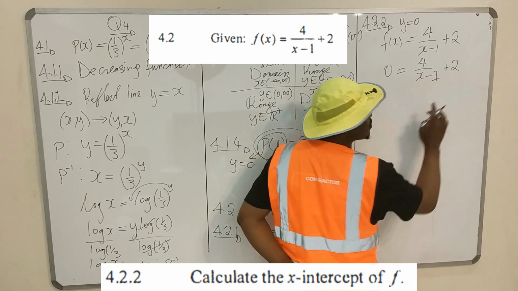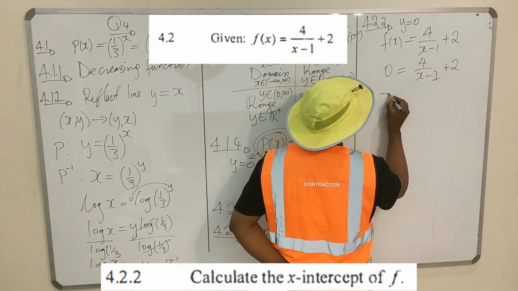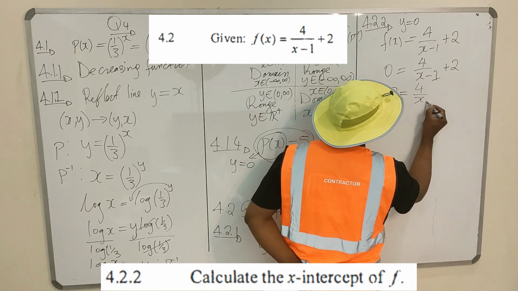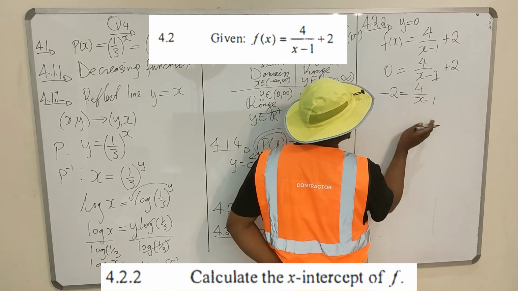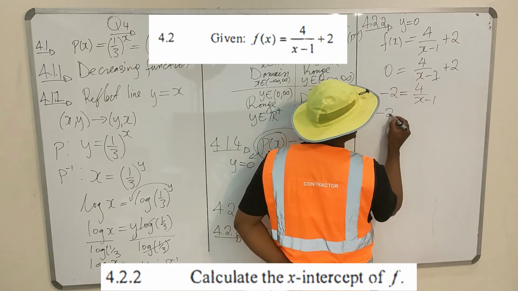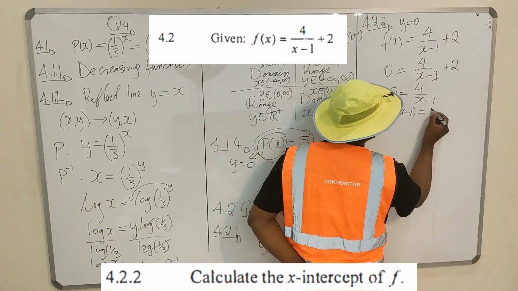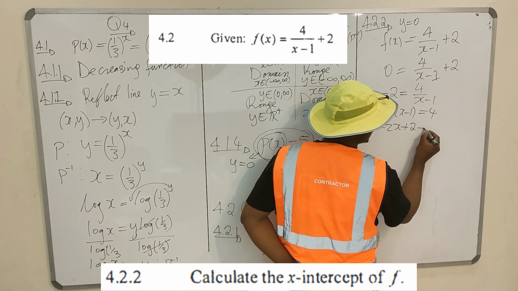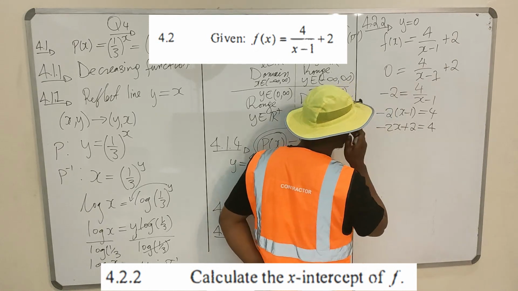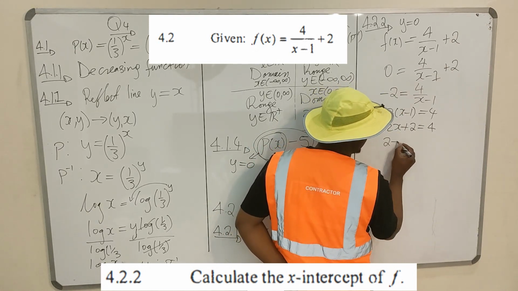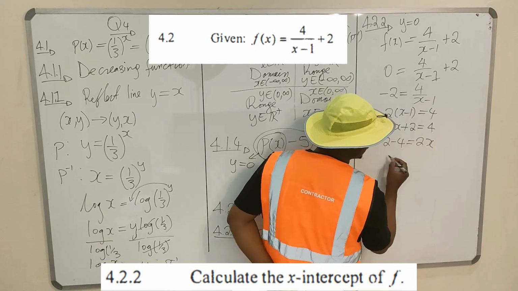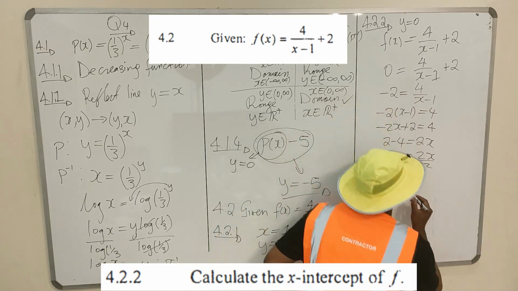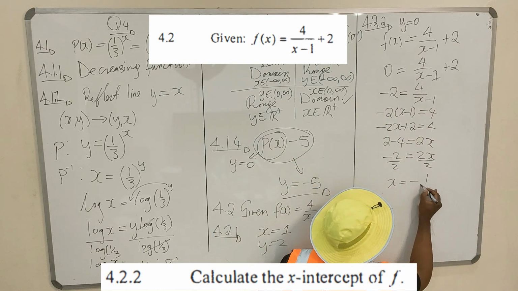So we transpose this to the other side. Minus 2 is equal to 4 over x minus 1. Then cross multiply. So minus 2 into x minus 1 is equal to 4. So minus 2x plus 2 is equal to 4. Then 2 minus 4 is equal to 2x, which is minus 2 is equal to 2x. Divide by 2, divide by 2. Your x is equal to minus 1.